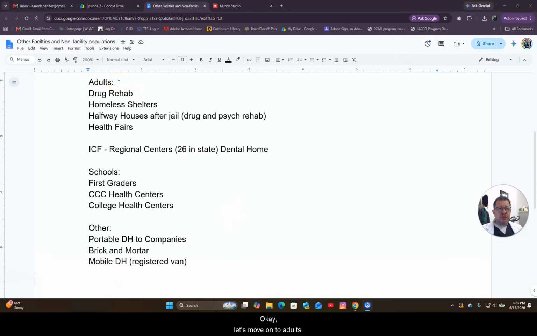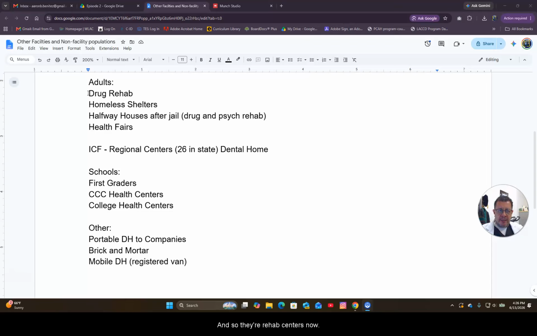Okay, let's move on to adults. Drug rehab. Okay, drug rehab, unfortunately, we're still going through an epidemic with opioids, and so there is a big need for rehab facilities. I put drug rehab, but in reality, there are so many different types. There are ones for opioids. And there are, and I don't like how they do this, but they consider it a drug rehab for bulimia and anorexia.